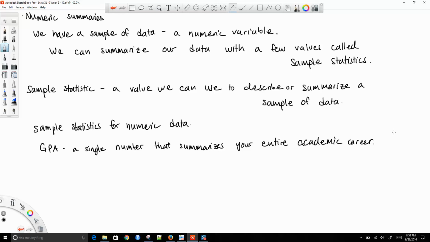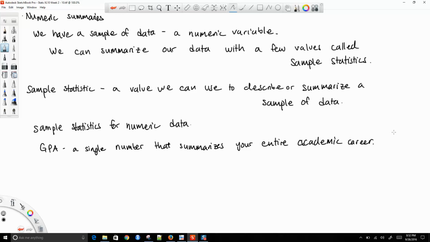The GPA tries to balance things out by weighing the hard classes as more units and things like that. But we also know it doesn't capture the whole story. Maybe you're a great student, but then you had one bad quarter where something terrible happened in your life and you did really poorly, and you say, that quarter tanked my GPA, or that semester really hurt my GPA. So you understand that there are limitations to trying to boil something complicated into a single number. But it is also useful to boil things down to a single number.